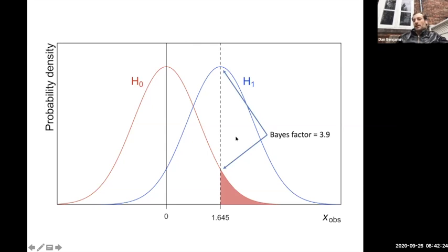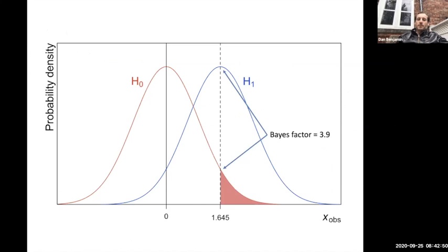If we had a more realistic alternative, so if we moved this H1 to be centered somewhere else, we're clearly going to have a lower Bayes factor because we're going to have a lower density at this point. So this is an upper bound. 4, or 3.9 to 1, is the strongest possible evidence we could get from a one-sided test from a p-value of 0.05.